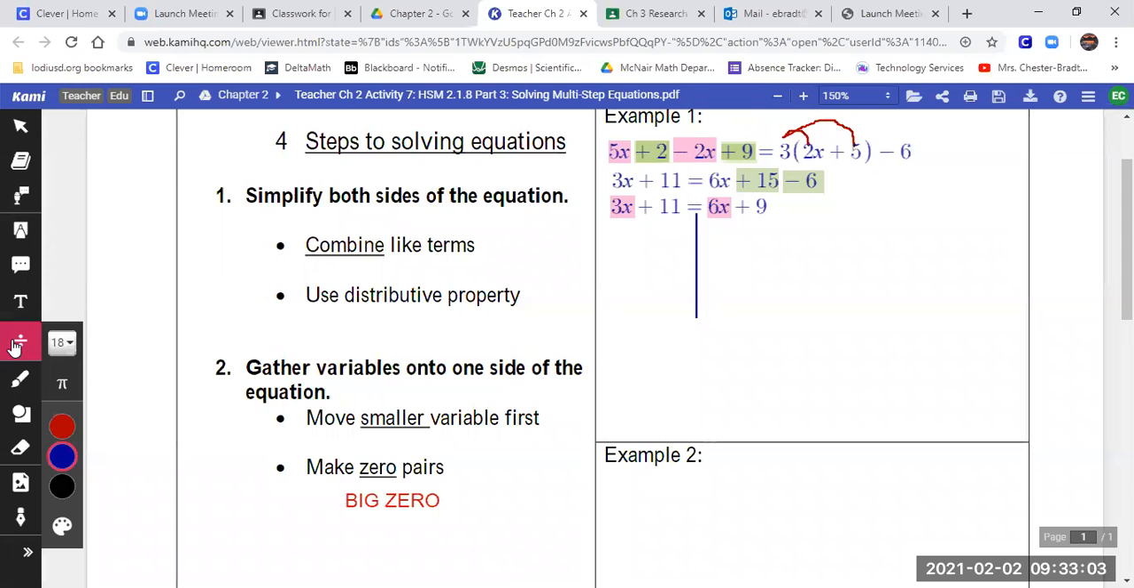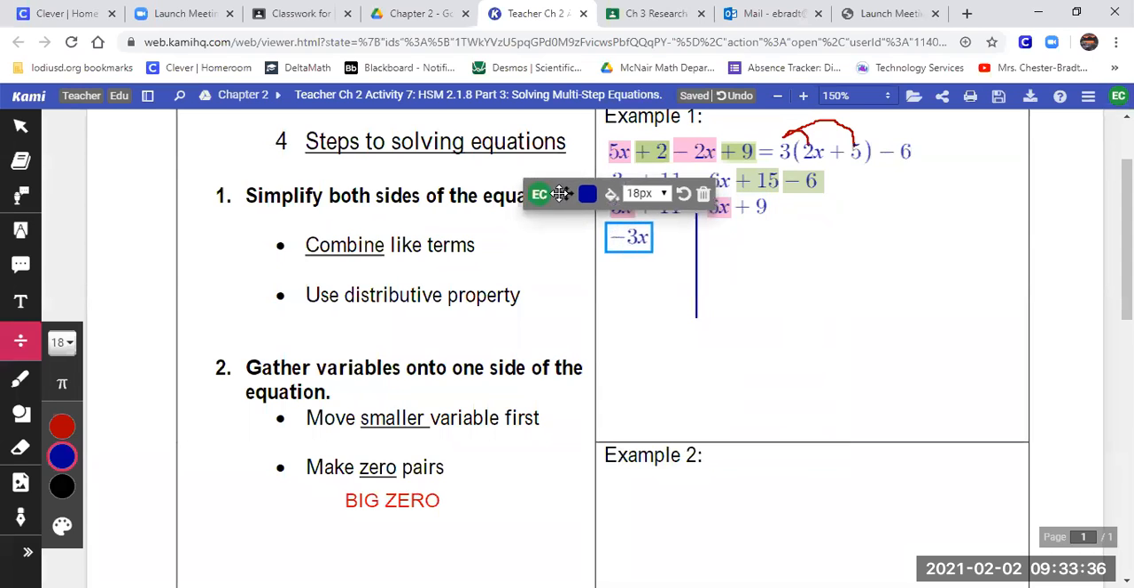No, we're not dividing, because dividing does not make a 0. How do we make the big 0? Subtract 3x, not just 3. Make sure you're saying 3x, because the number 3 and 3x are two different things. 3x is 3 times something. 3 is just 3. So we have to subtract the 3x from both sides of the equation.